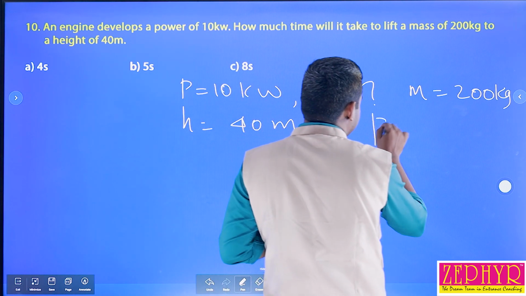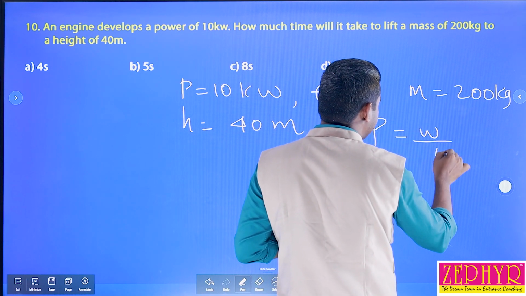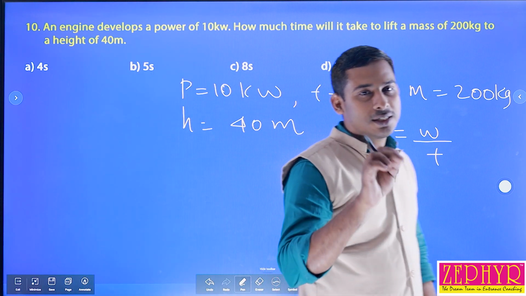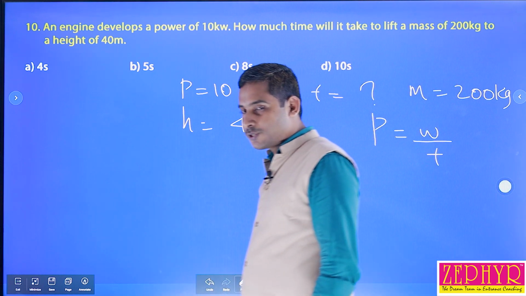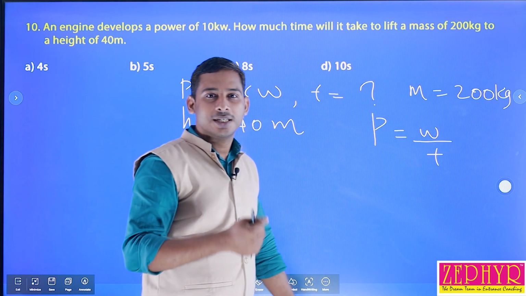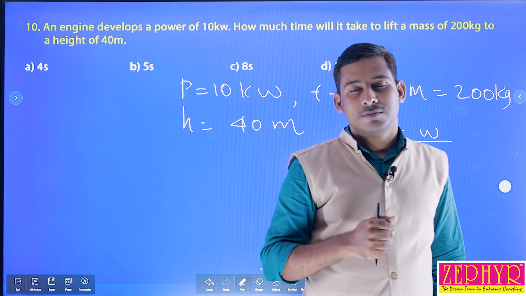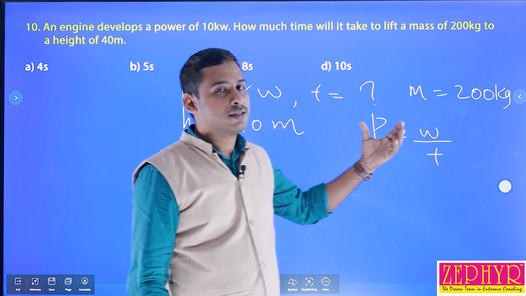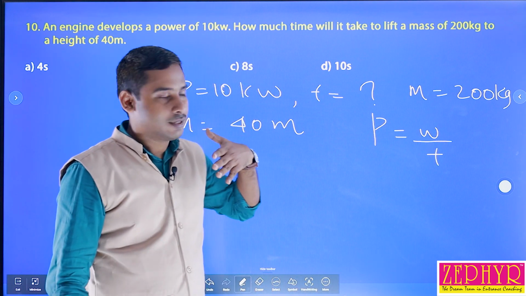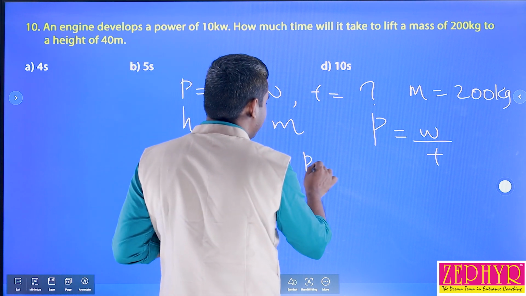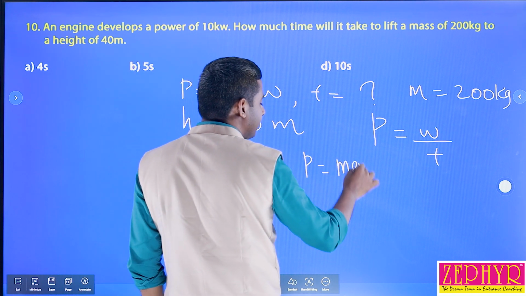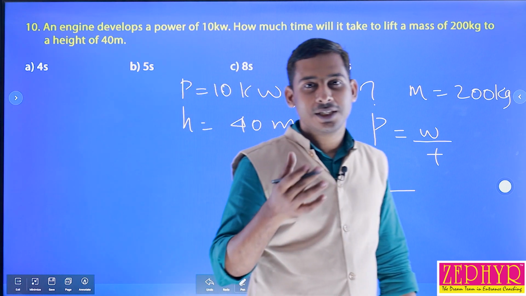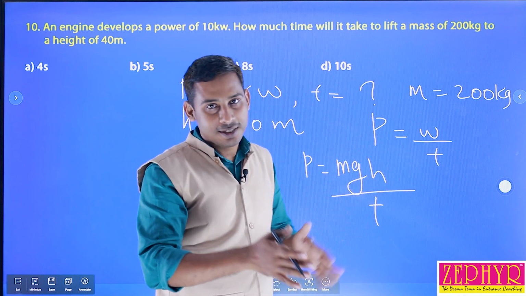As in the previous question, the equation of power is nothing but work by time. What is the equation of power? It is very easy only. The power is nothing but work by time. This work is equivalent to the energy. So we can take power equal to mgh by time. What type of energy is mgh? Mgh is potential energy, right?